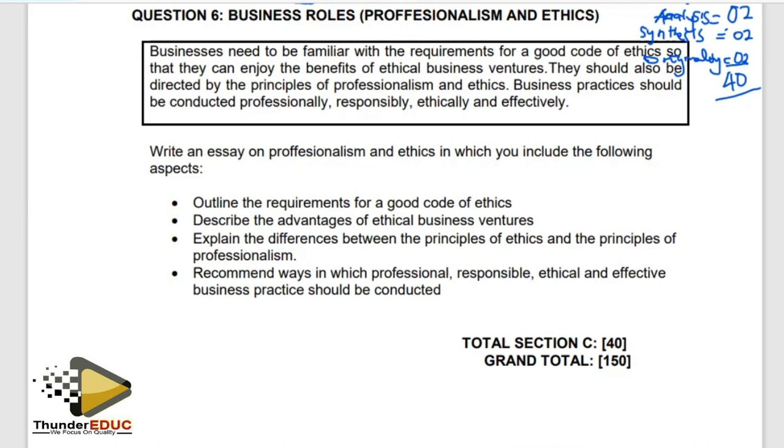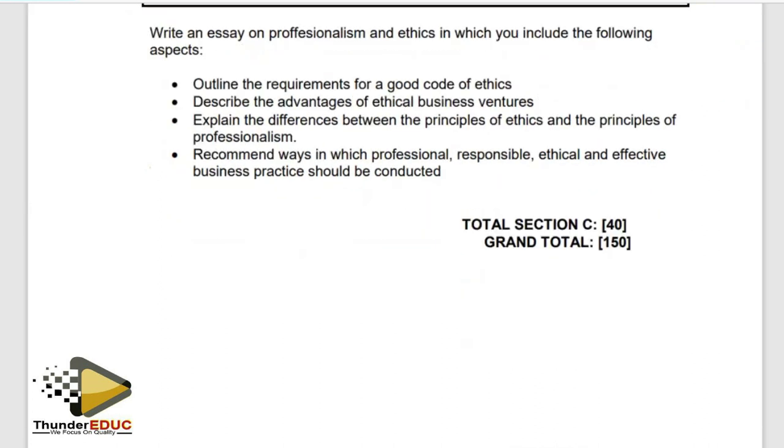Very important. Example, if we are to come here again, just as a reminder, make sure that you don't get lost. Just another example here. You are supposed to start with introduction. You write the word introduction on your answer sheet. After writing the word introduction, underline it at least. Look for keywords here: code of ethics, advantages of ethical business ventures. Explain the differences between the principles of ethics and principles of professionalism. Those are the keywords. Recommend ways in which professional, responsible, ethical, and effective business practice should be conducted.